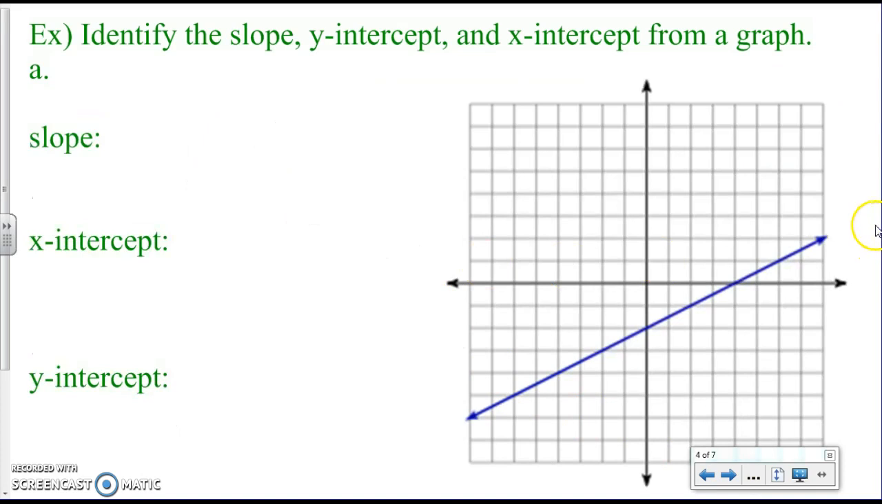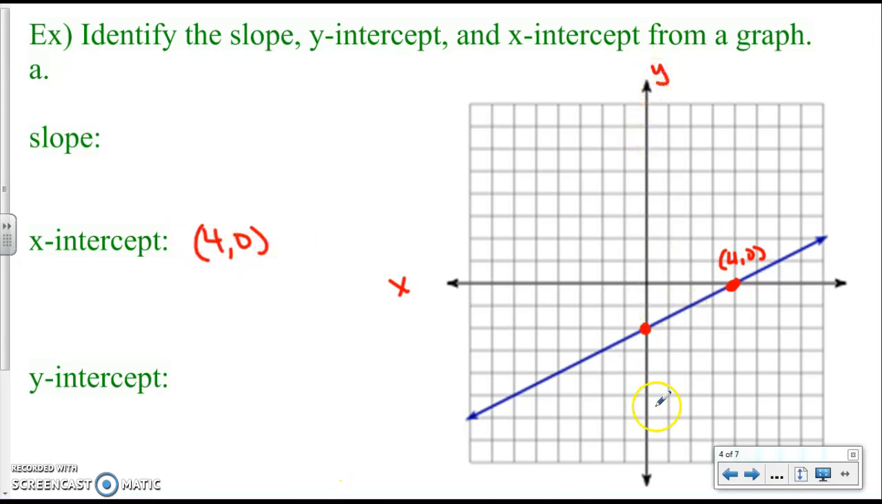Okay, first graph we have here on the right side. We're going to identify the slope, the y-intercept, and the x-intercept from the graph. Okay, what I'm going to do is I'm actually going to find my x and y-intercept first. Remember, your x-axis is the one that goes across, or the horizontal axis, and the y-axis is the vertical axis. So if I'm going to find my x-intercept, I need to go on this axis and figure out where it crosses there. And that is 1, 2, 3, 4. That is at the point (4, 0). Okay, so my x-intercept is (4, 0).